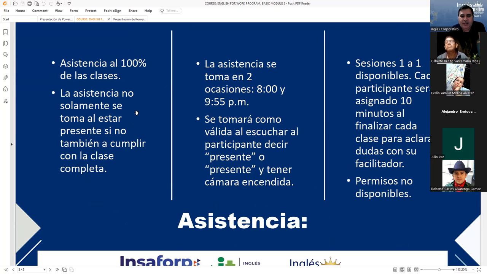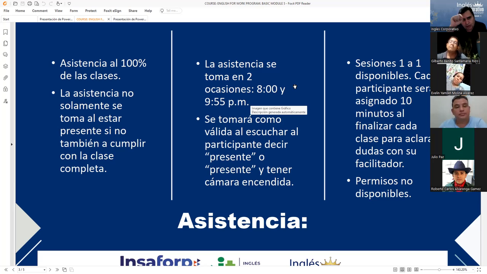¿Okay? La asistencia no solamente se toma al estar presente, sino también al cumplir con toda la clase completa. La asistencia se toma en dos ocasiones, a las 8 y 5 para las 10. Bueno, en realidad a las 10 de la noche. Se tomará como válida al escuchar al participante decir presente y tener la cámara encendida. Usualmente, aunque no contesten, si yo ya vi que están presentes, les pongo presente, porque los vi en una sesión o en la sesión principal.